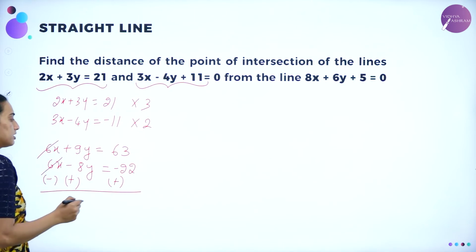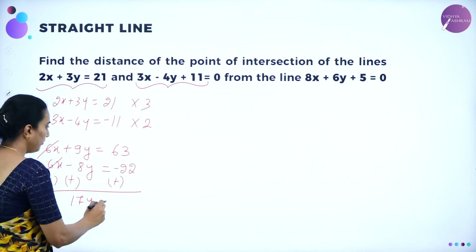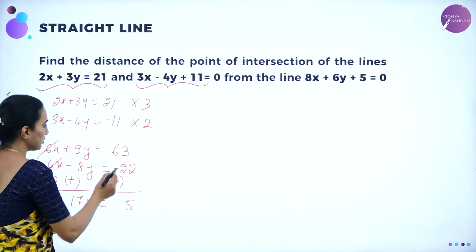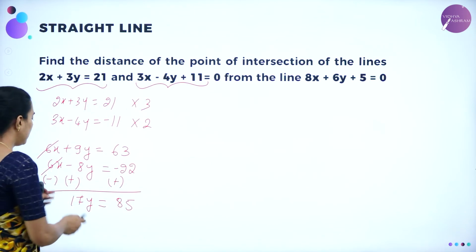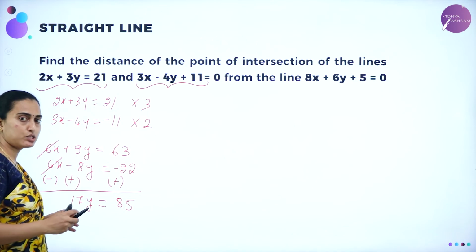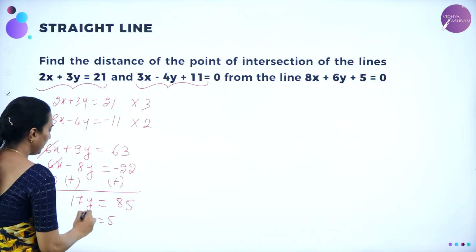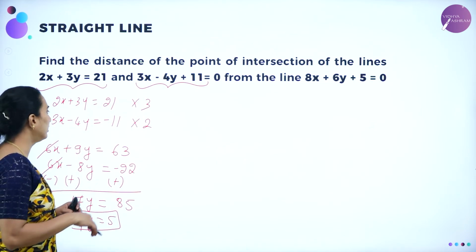Plus 6x minus 6x will go. 9 plus 8 is 17. Y will be equal to 2 plus 3 is 5. 6 plus 2 is 8. Therefore, 17y is equal to 85, if you add this. y will be equal to 17 5s are 85. If y is equal to 5, we can find out x.